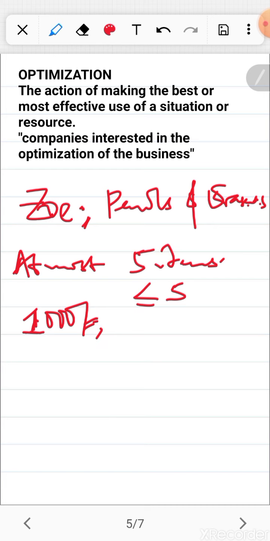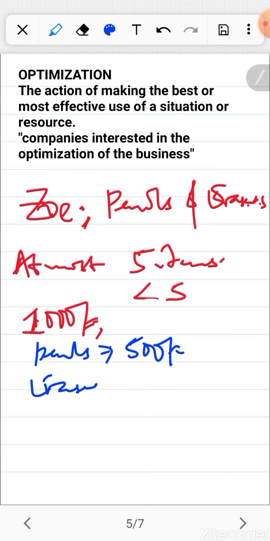And the other information we know from this supermarket is that pencils cost 500 shillings and erasers cost 200 shillings. So, simple question.